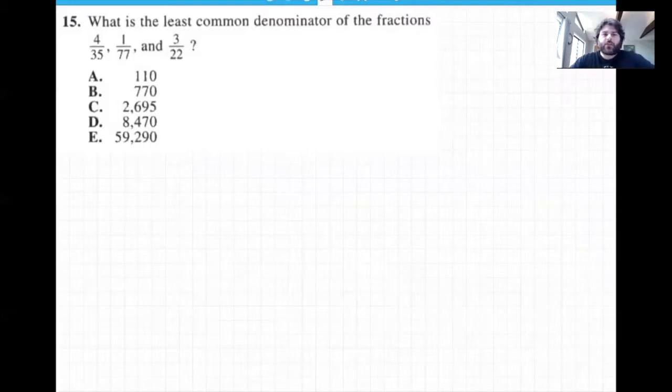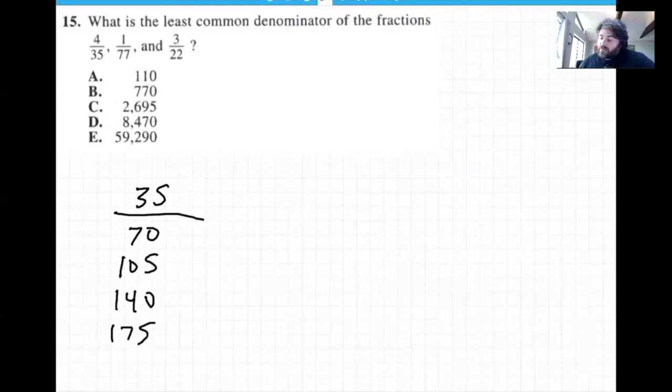All right, so looking for least common denominator. This has a couple different ways to do it. Remember, what we're doing is we're trying to get a common multiple. So I can take the number 35 here, and I can write all the multiples: 70, 105, 140, 175, and so on.